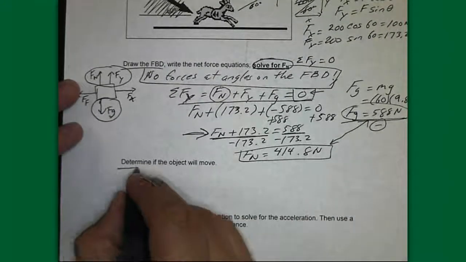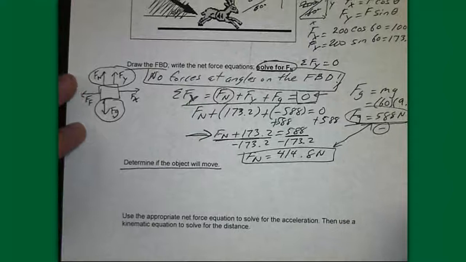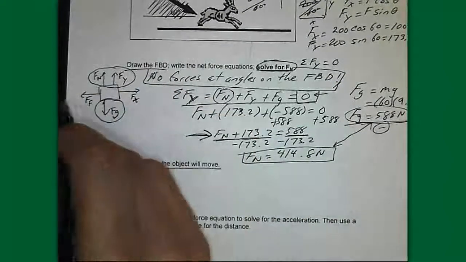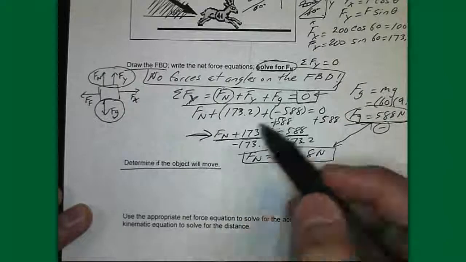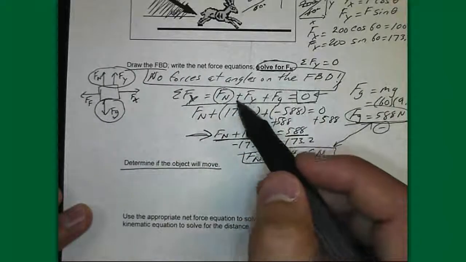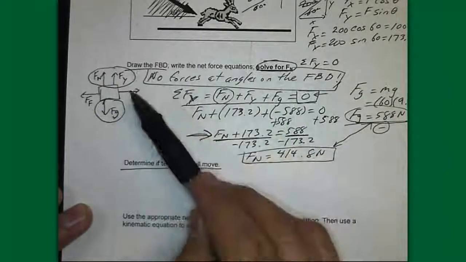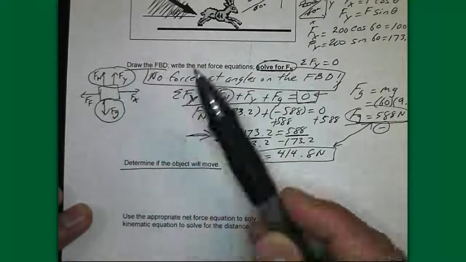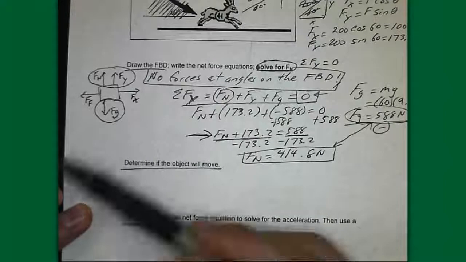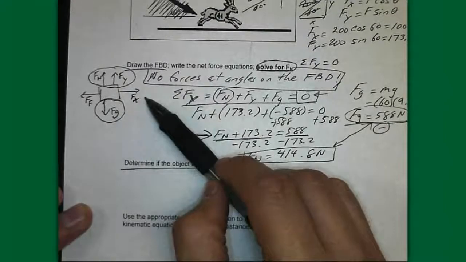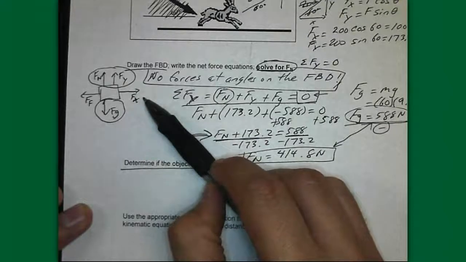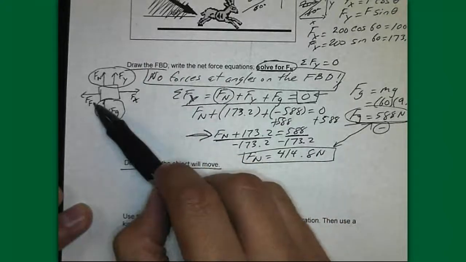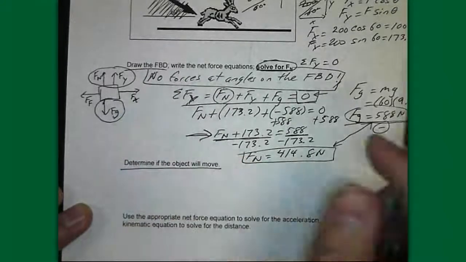Next step, determine if the object will move. Well, if it's going to move, it's not going to move in the y direction, it'll move in the x direction. And the interesting thing about applying a force at an angle is that when that happens, only the x component contributes to the x motion. The y component has nothing to do with it. So if it's going to move, the x component of the force will cause it to move. And for that to happen, we have to overcome this opposite force.